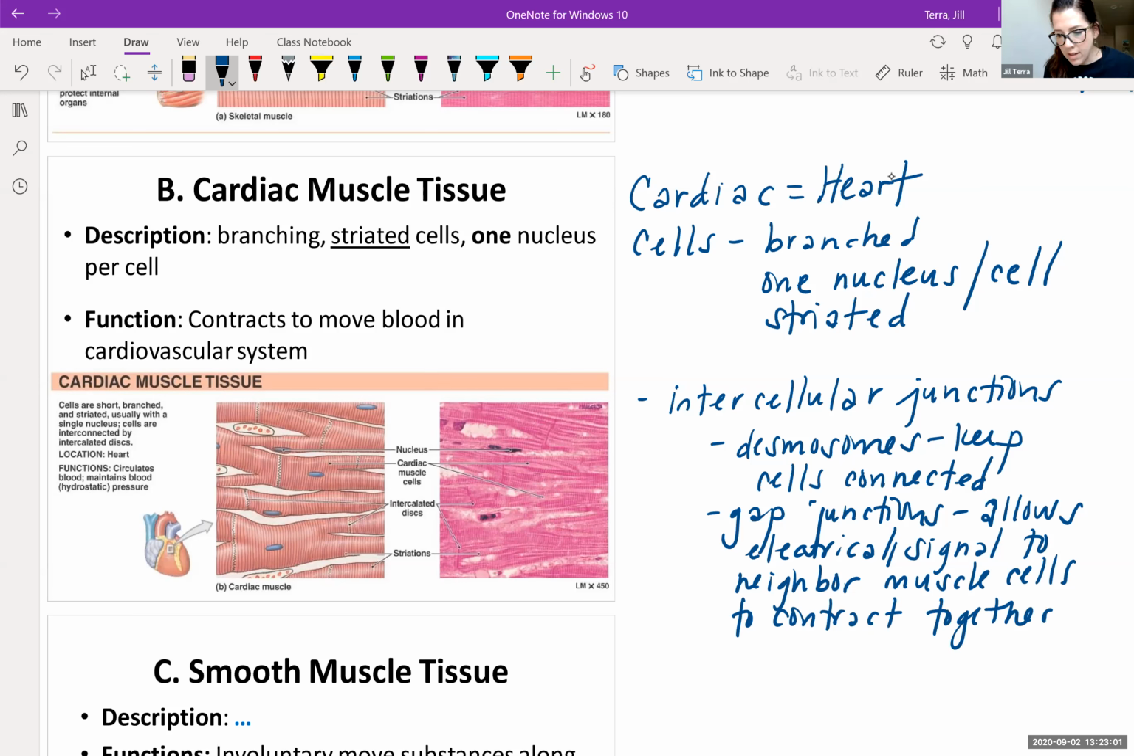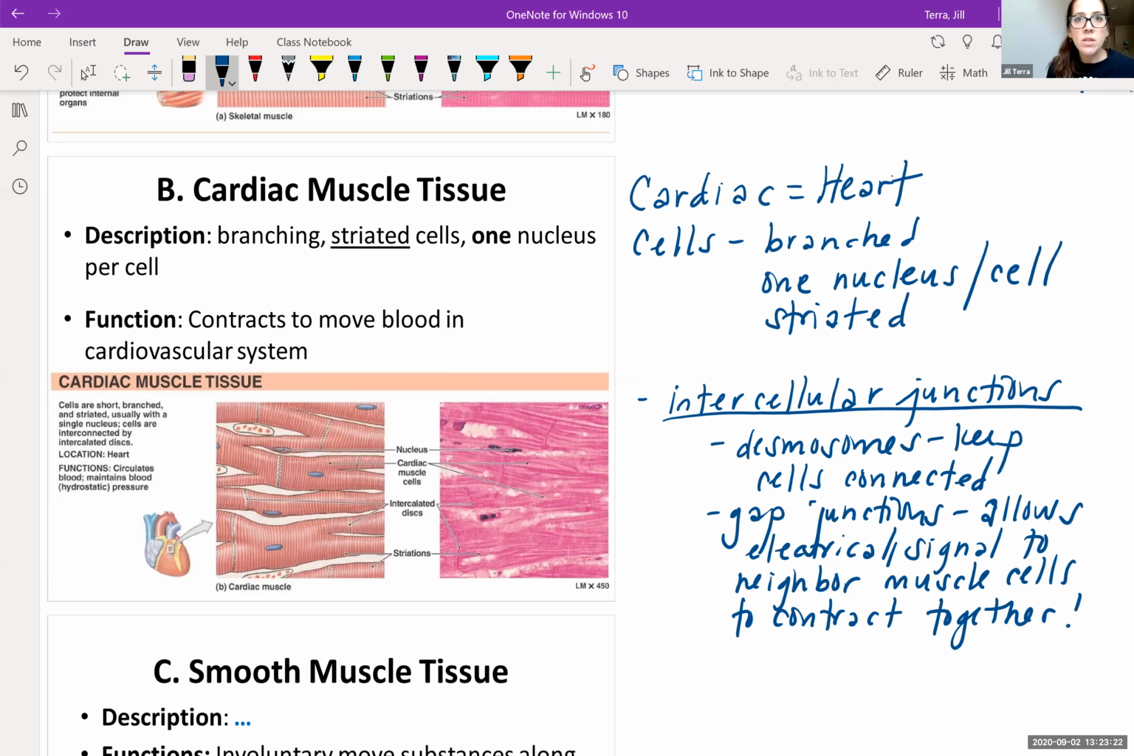All right. And here you can see that, yes, there are these little branchings of individual muscle fiber cells. And then here are little intercellular connections between them called intercalated discs, and these intercalated discs contain the different intercellular junctions that we just talked about.